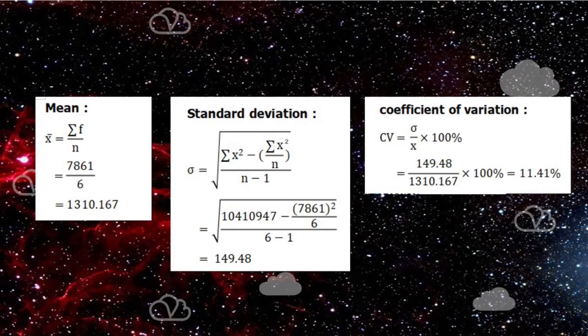For the standard deviation, we get 149.48. For the coefficient of variation, the value that we get is 11.41%.